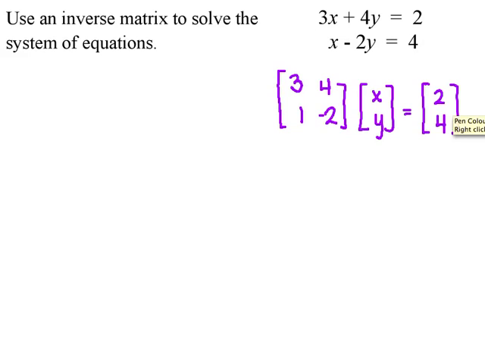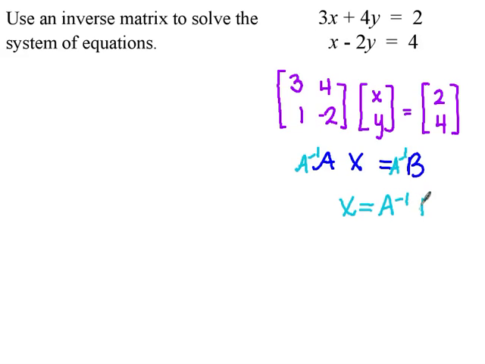Now what you are seeing here in purple is real similar to the first one we looked at on the previous slide. Remember, this previous slide was AX equals B? That's the same thing. A is the first matrix, X is the XY matrix, and then B is the matrix 2, 4. So from that previous page, how did we find what X was? We used the inverse of A. So x equals A inverse times B.